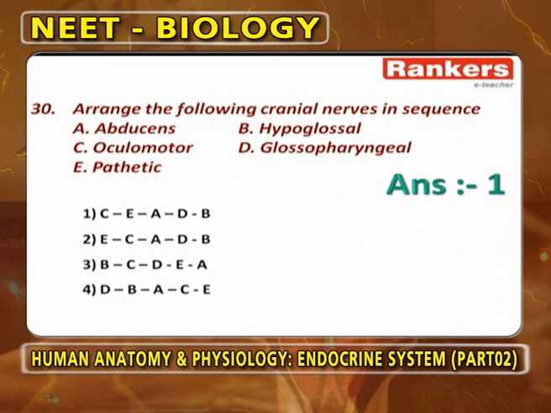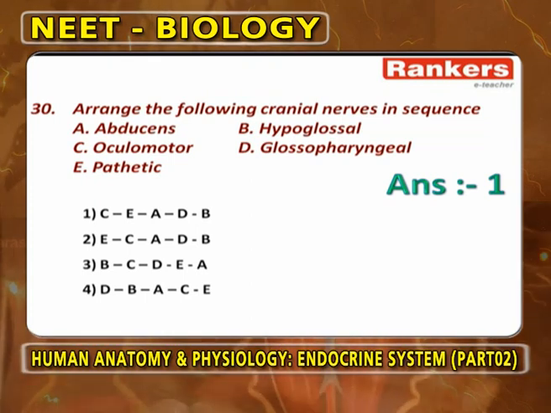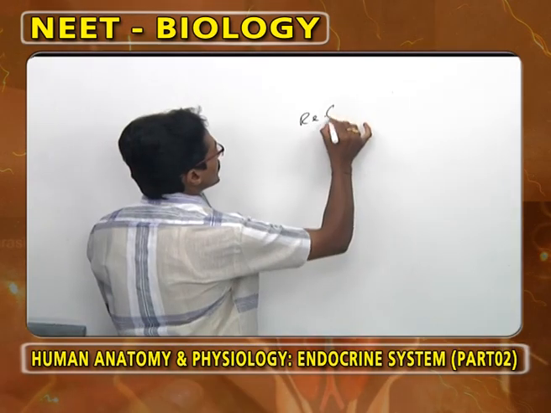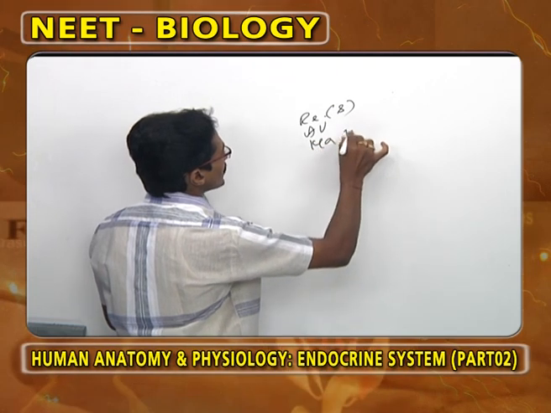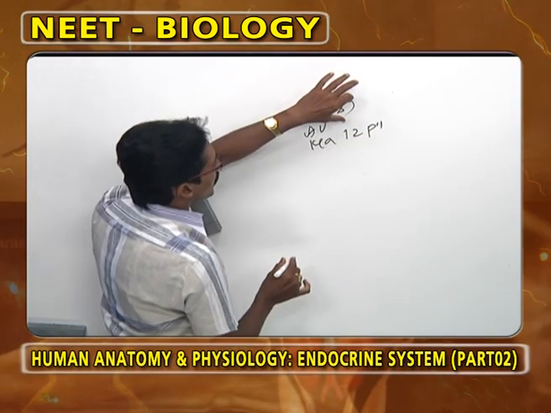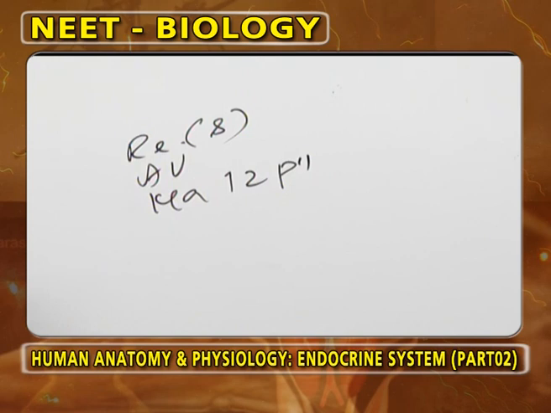Now we go for the next question. Arrange the following cranial nerves in a sequence. Now, in the case of all reptiles except the snakes, and in the case of birds and mammals, how many pairs of cranial nerves are present? 12 pairs of cranial nerves.